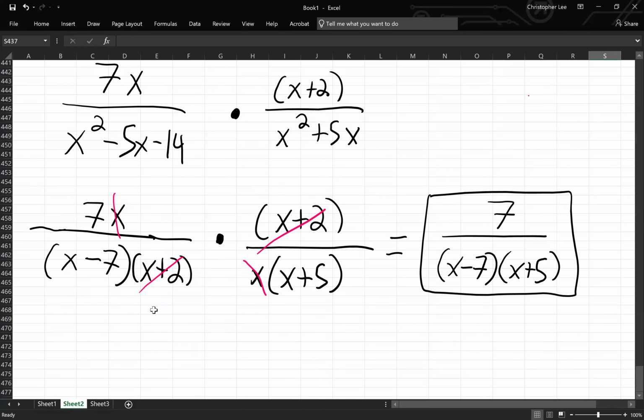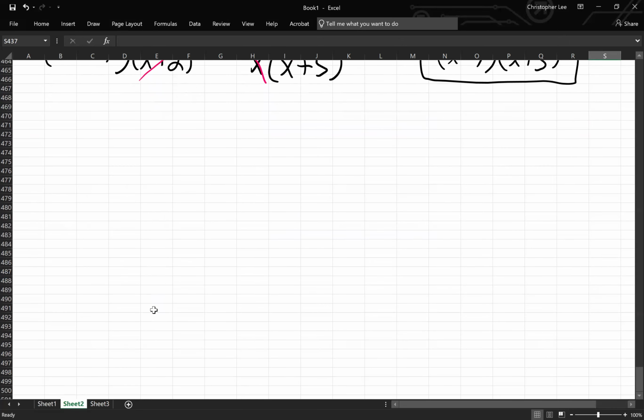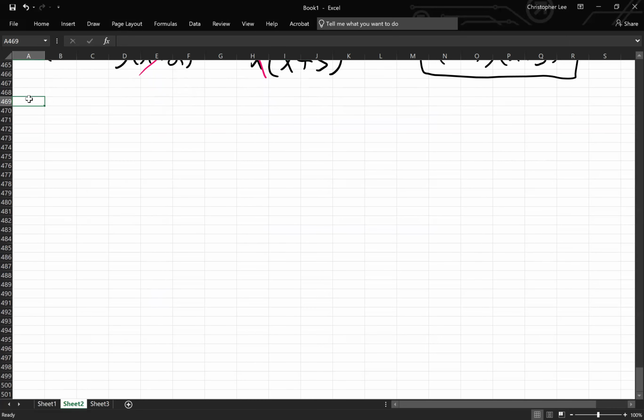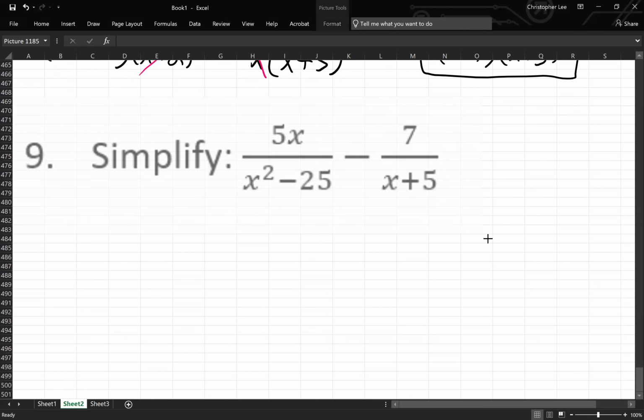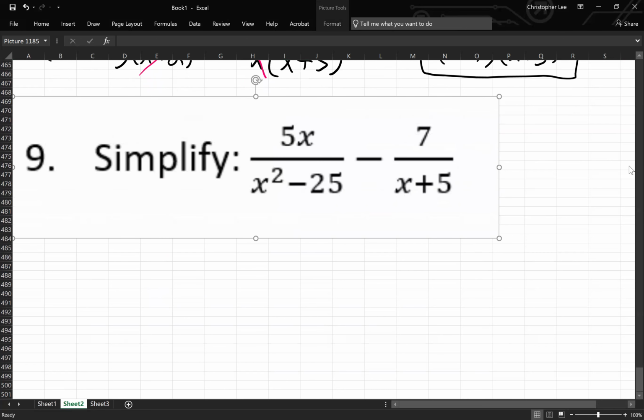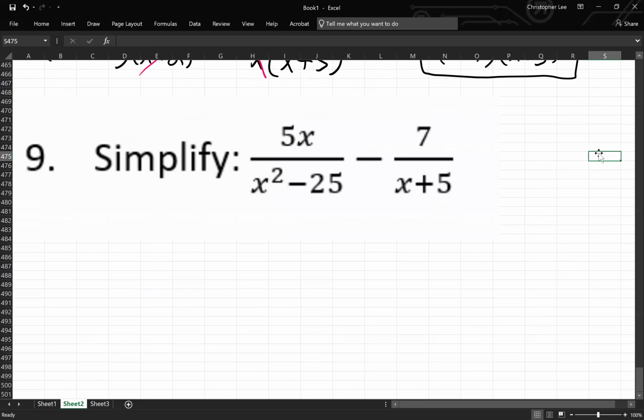All right, let's build off this last question. We had division. Let's do a little subtraction. I want to simplify this: 5x over x squared minus 25, minus 7 over x plus 5. What should I do?